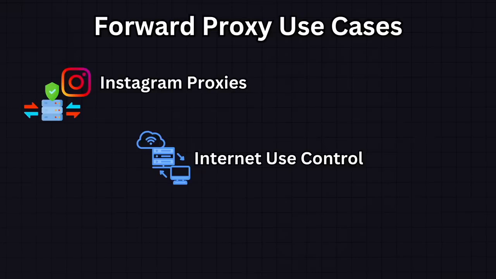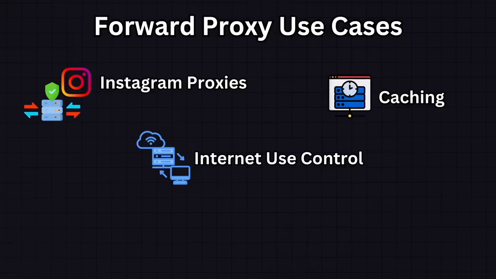Next example is internet use control and monitoring proxies. Some organizations use forward proxies to monitor and control employee internet usage. They can block access to non-related sites and protect against web-based threats. They can also scan for viruses and malware in incoming content.